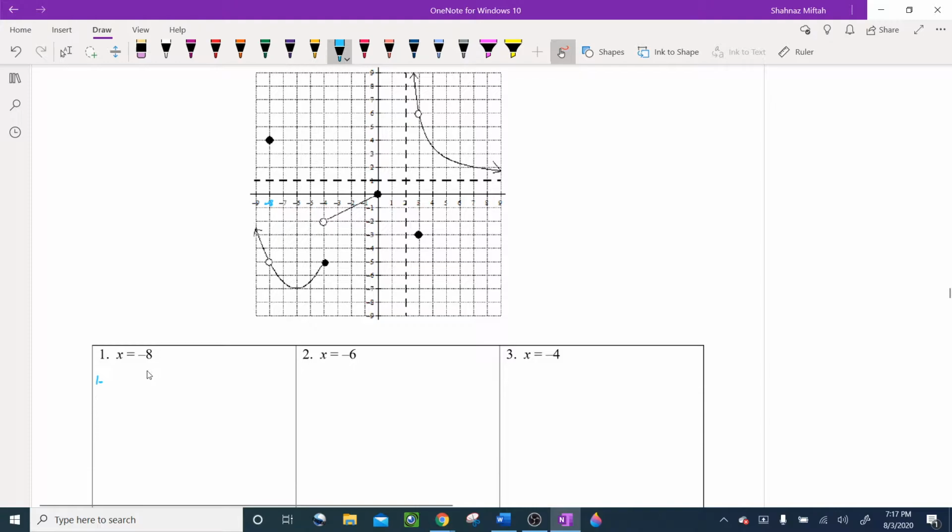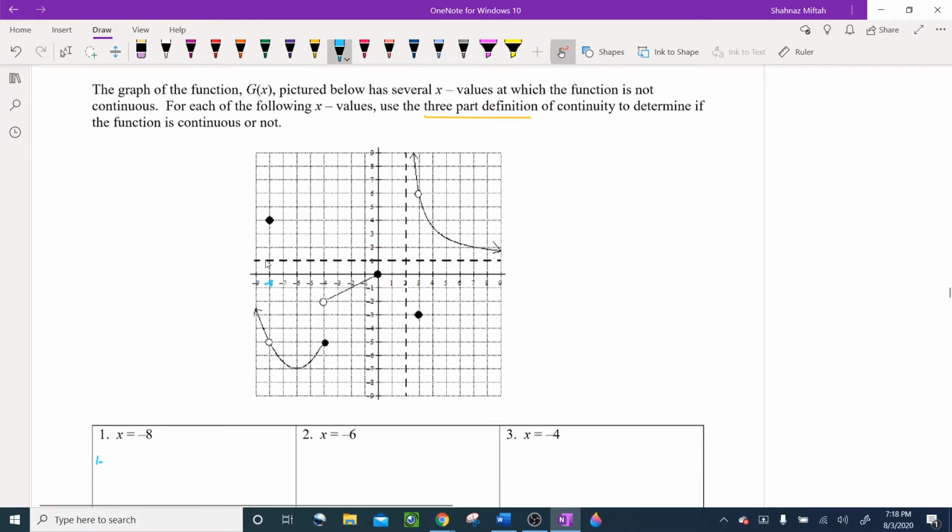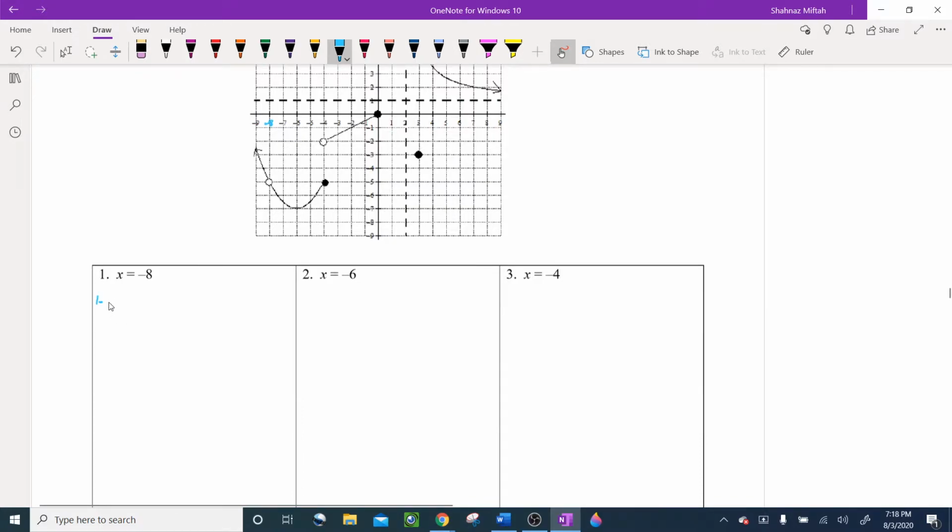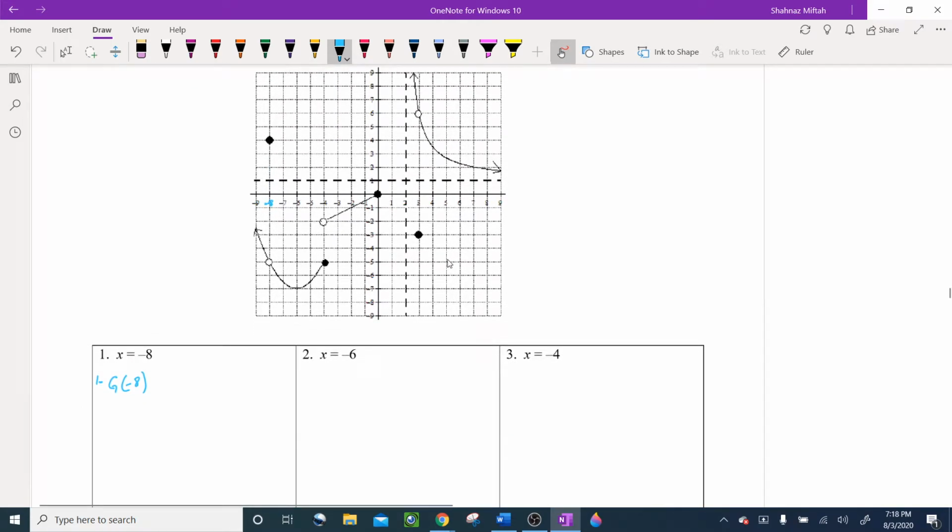So this is negative 8, and what is the function? g of x. Okay, so I'm going to use g of x. The first condition is a defined point, g of negative 8. At negative 8, do we have a defined point? I don't think so. It's a hole, so it's not a defined point. Do we have one up there? Oh, yes, we do. Look, right there. That's a defined point at negative 8, which is 4. So g of negative 8 equals 4.